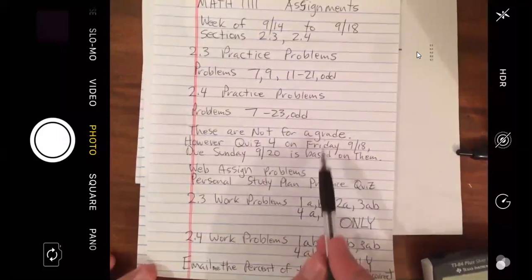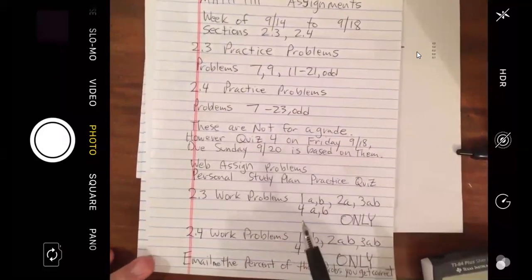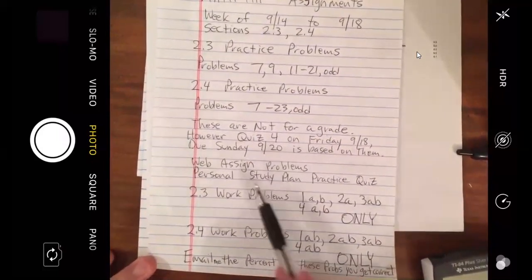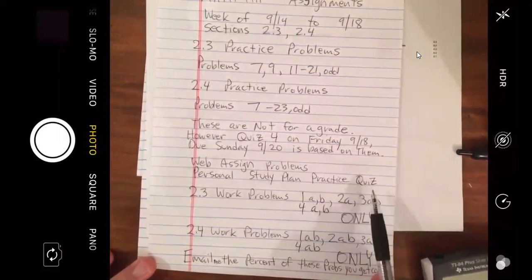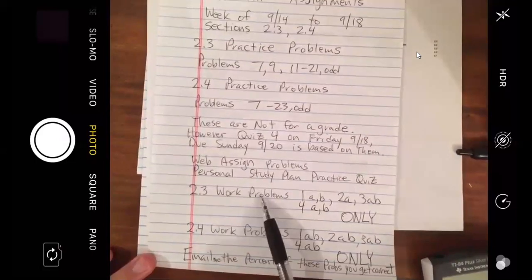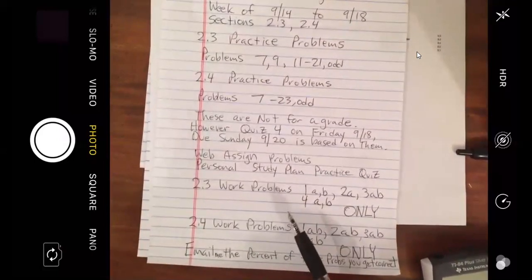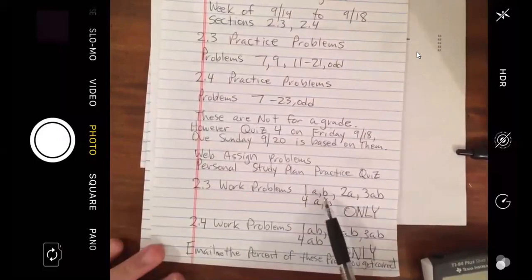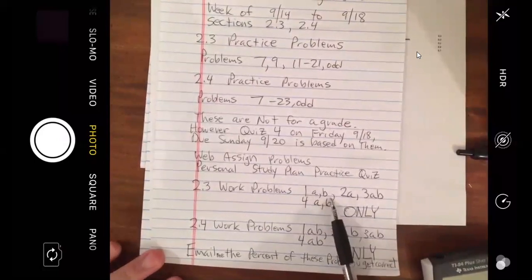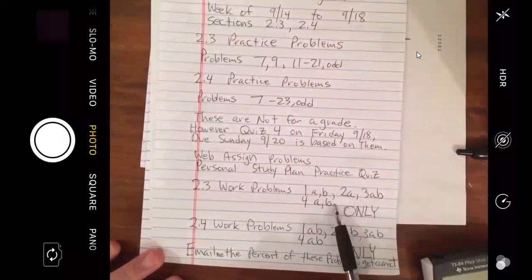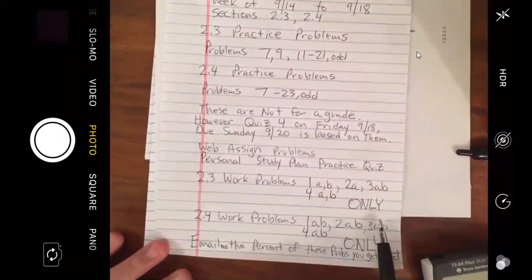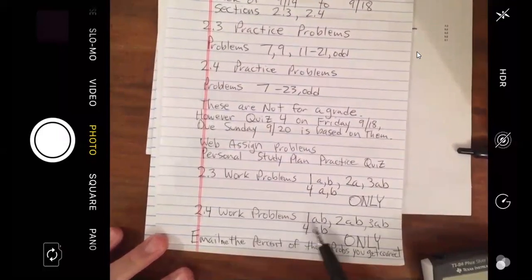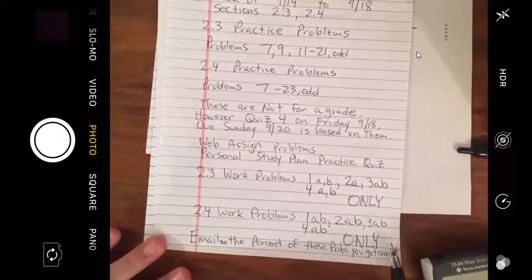And that will be a true-false, the problem-is-correct kind of quiz. For WebAssign this week, again, go to the personal study plan, practice quiz for section 2.3. There's some stuff there that I don't want to get into right now, so I've only picked out parts 1A and B, 2A, 3A and B, 4A and B only. And in 2.4, 1AB, 2AB, 3AB, 4AB only.